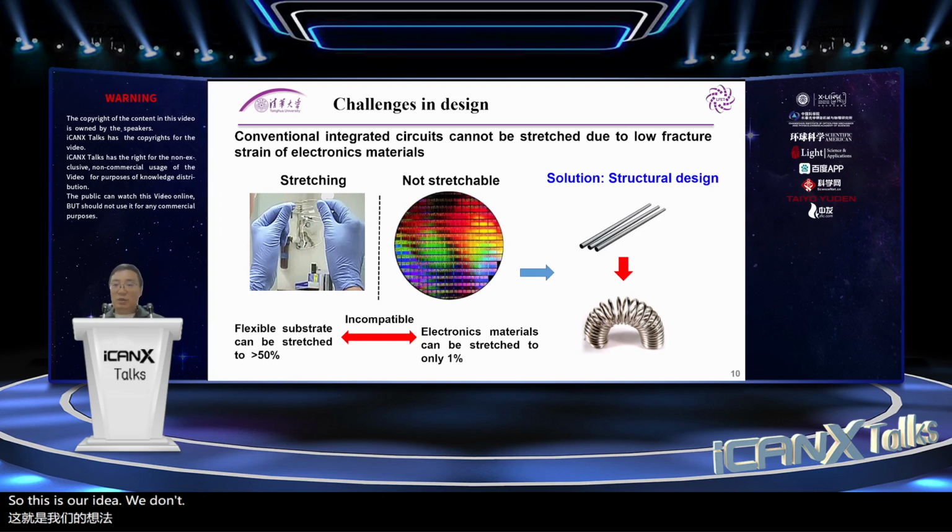We don't change the material. We don't change the inorganic semiconductor materials. We still use silicon as the semiconductor material. We also use the CMOS process flow, but we can change the structure. So then we can make the chips flexible and stretchable.